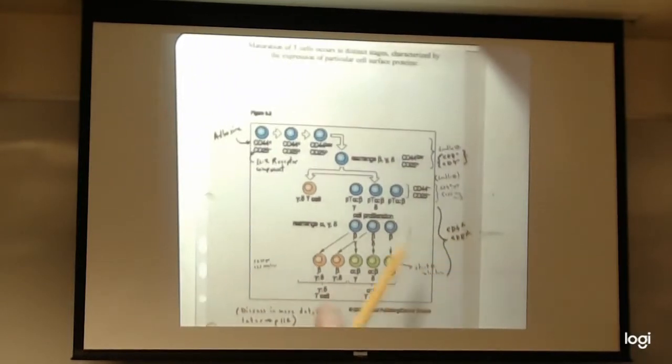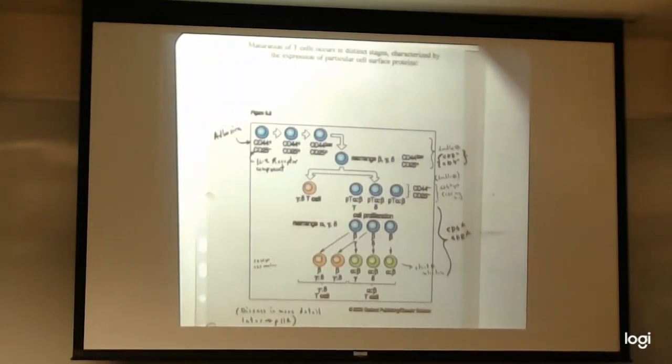We're going to come back to this in more detail here. This shows, remember I told you that most T cells express a T cell receptor with the two chains called alpha and beta. But there's a subset of T cells, a relatively small fraction, which express a more primitive T cell receptor called the gamma delta T cell receptor.